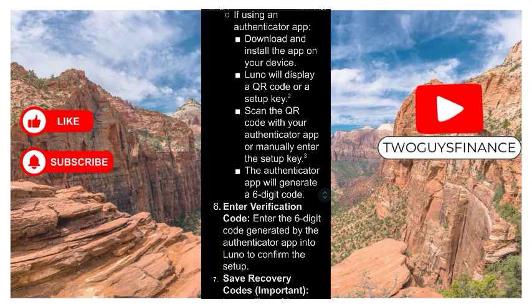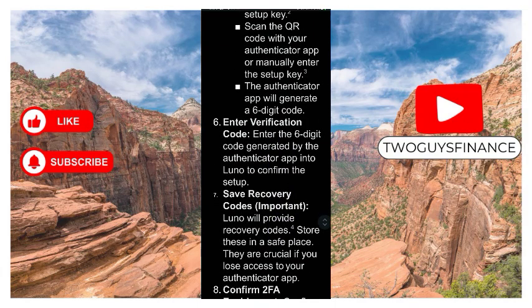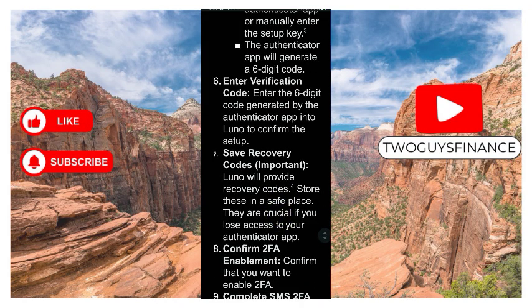All you need to do is just scan the QR code with your Authenticator app or manually enter the setup key. The Authenticator app will generate a 6-digit code. Now, you need to enter the 6-digit code generated by the Authenticator app into Luno to confirm the setup.